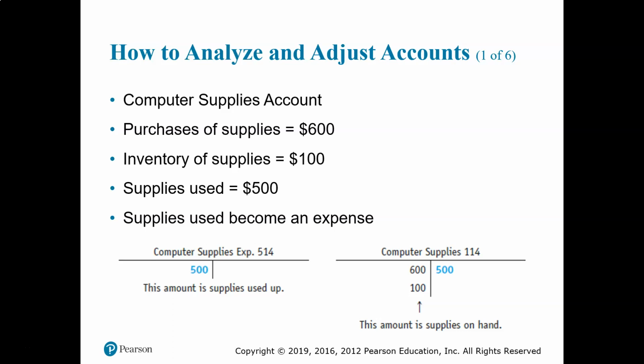So you have your computer supplies account, and you're reducing your computer supplies account by $500, and you're recognizing $500 of expense. So you're going to debit expense and credit the computer supplies account, so that your ending balance in the computer supplies account is $100, because that's how much supplies are left in the supply cabinet.